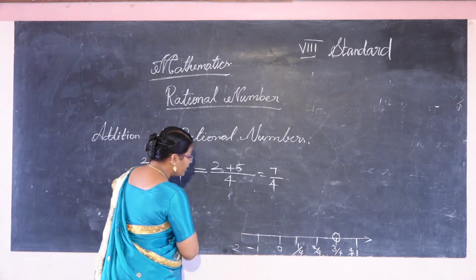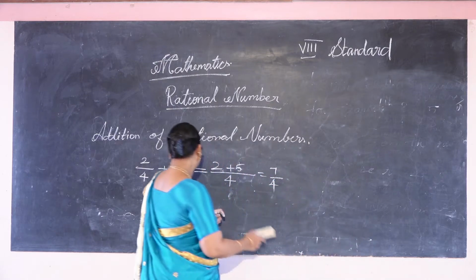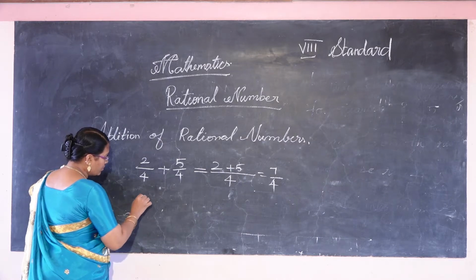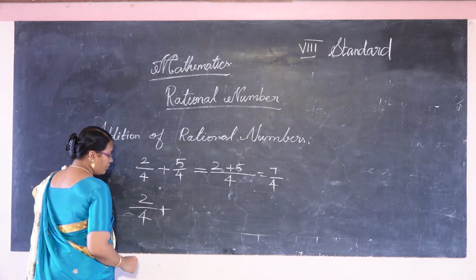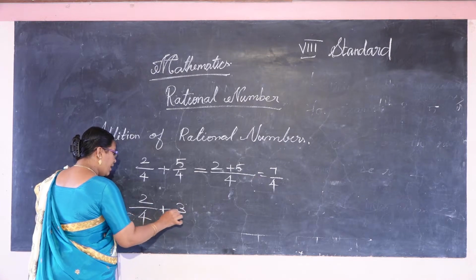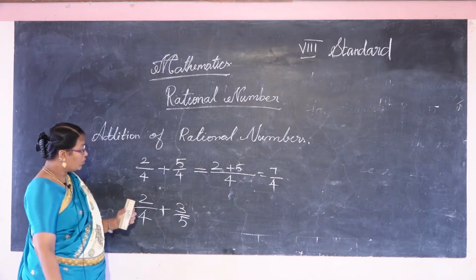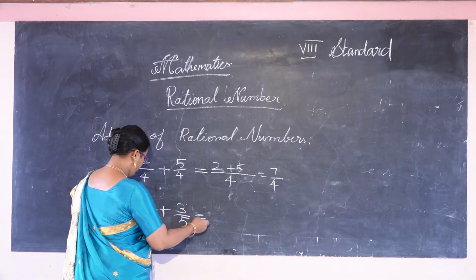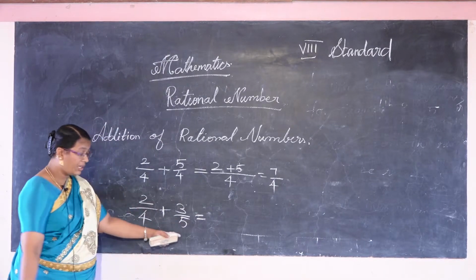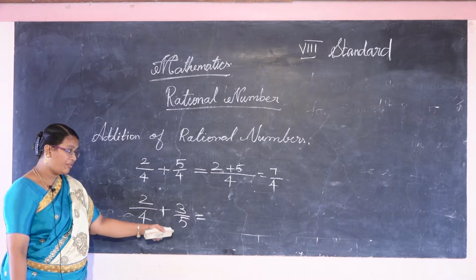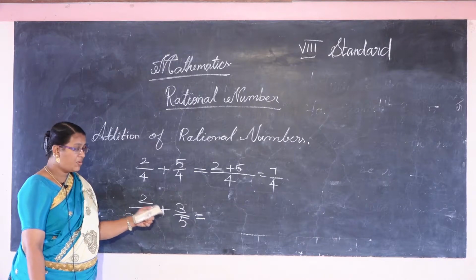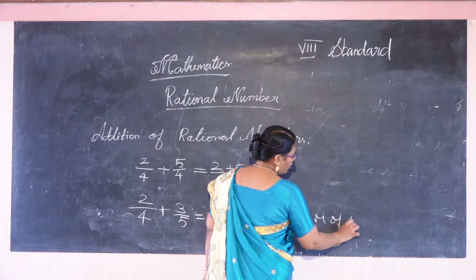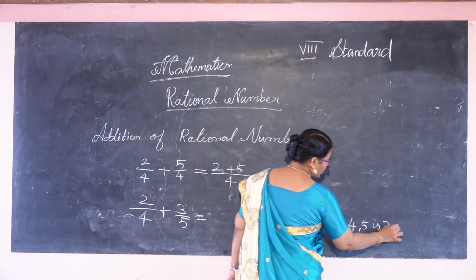And in the next example, unlike fractions are given. Unlike fractions means the denominators differ in the two rational numbers. So, 2 by 4, and the next number we have considered is 3 by 5. These two numbers are unlike fractions. So, how do we add them? First let us find the LCM of 4 and 5. What is the LCM of 4 and 5? The LCM of 4 and 5 is 20.